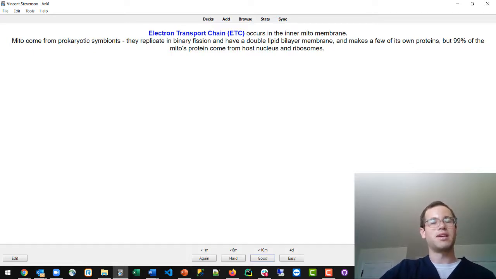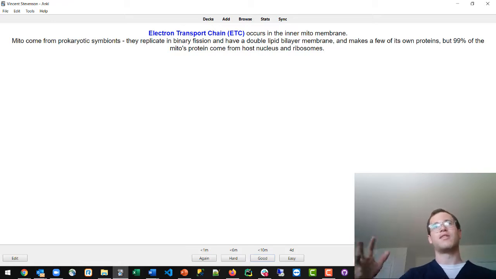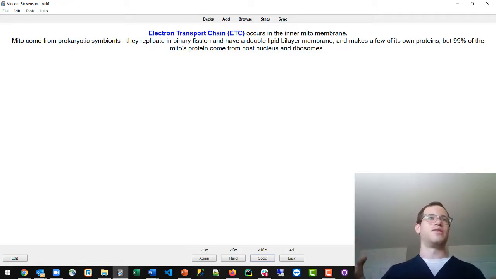However, they're only making about 1% of the proteins that they need. So 99% of the proteins that make up the mitochondria come from its host cell. So mitochondria inside of a eukaryotic cell are using most of the eukaryotic cell's machinery and DNA to actually make the proteins that they need to survive.